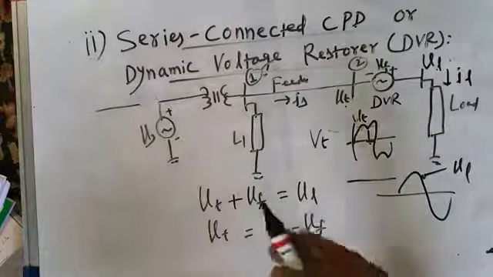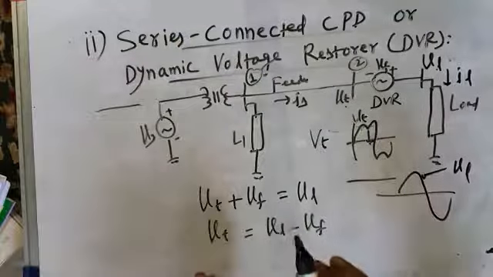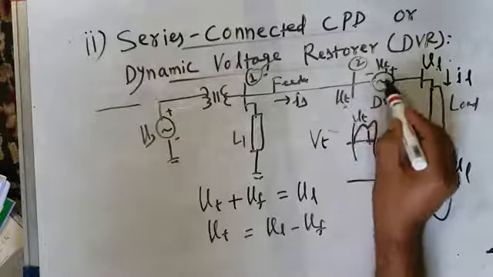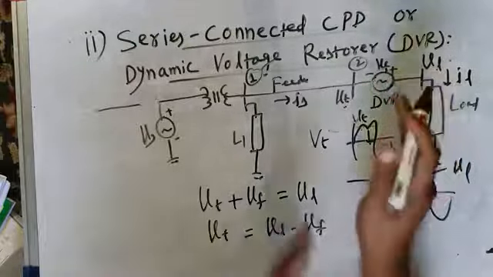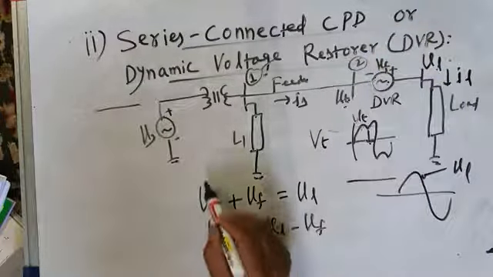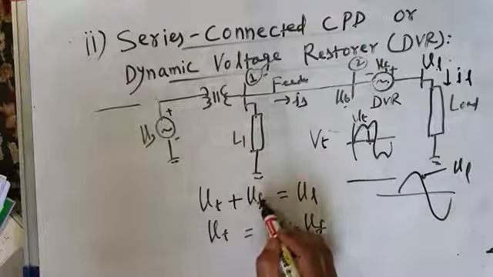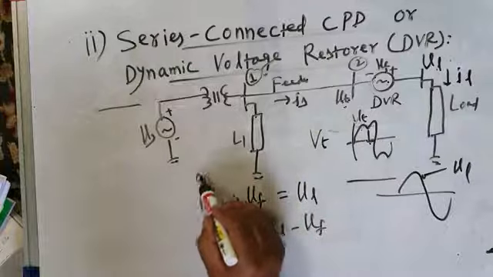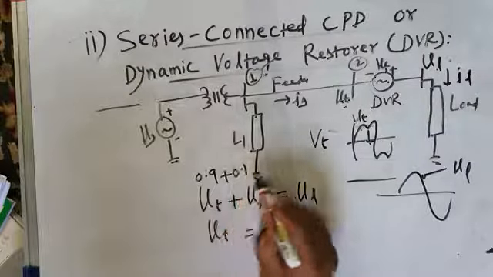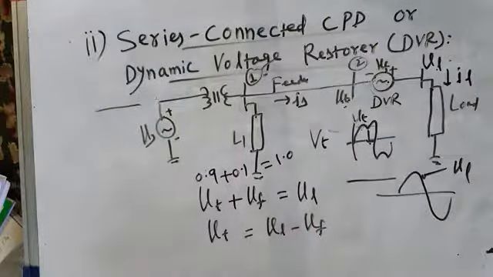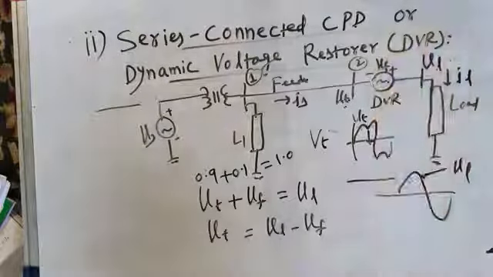Whenever there is a voltage dip, suppose there is a 10% dip in the voltage, then the voltage here during that dip reduces by 10%. So what will the DVR do? It will inject that 10% voltage which it will add. So VT, which has reduced by 10%, plus VF, which gives that 10% missing voltage. So this is say 0.9 plus 0.1. What is 0.9 plus 0.1? 1.0. So it will maintain your load voltage. Therefore it injects the missing voltage.